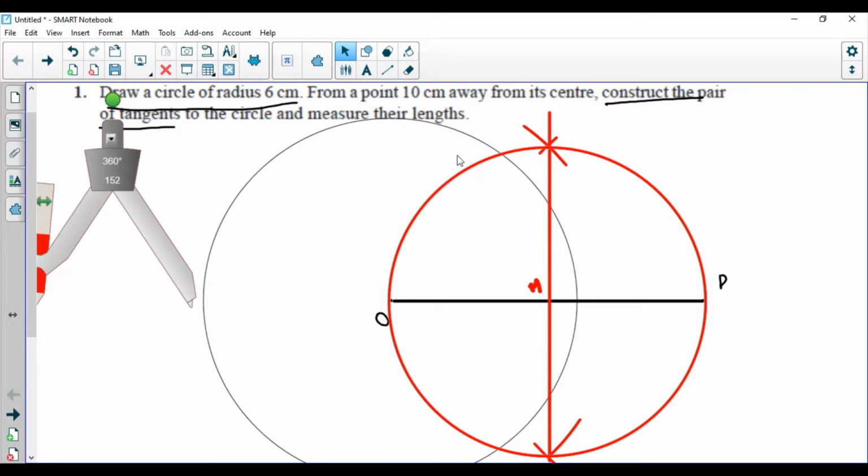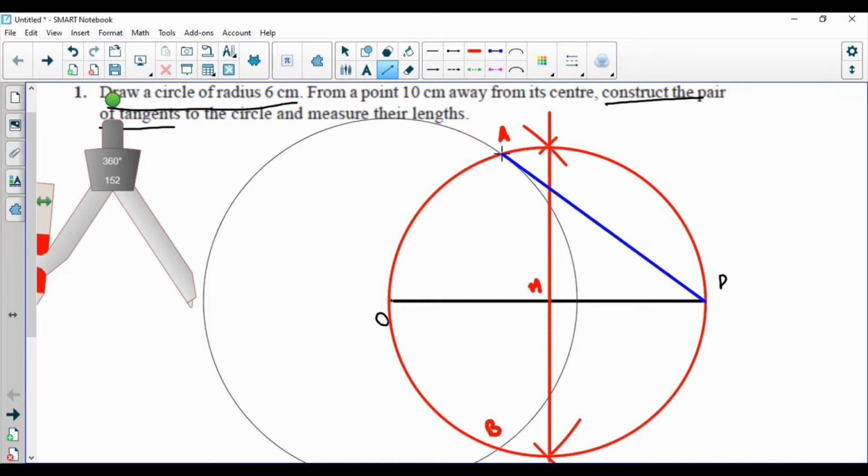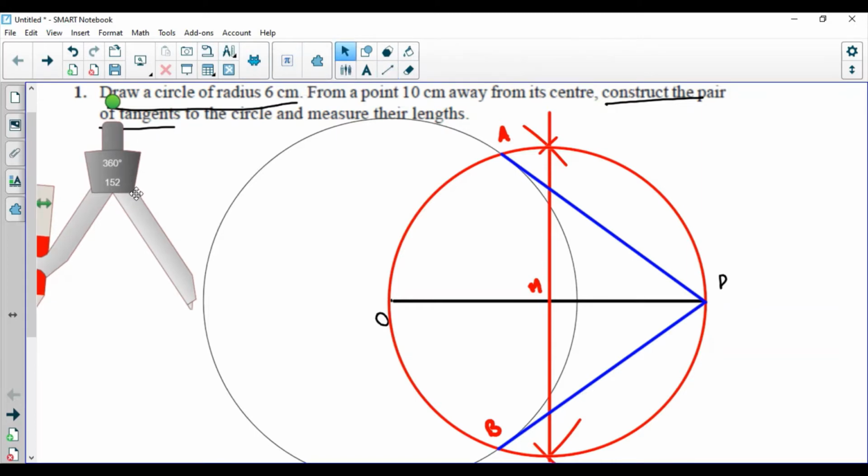Now this red circle meets the black circle at 2 points. Let those points be A and B. Okay. So join P with A and P with B to get the tangents. So PA and PB are the required tangents. Okay, now we have to justify why they are tangents.